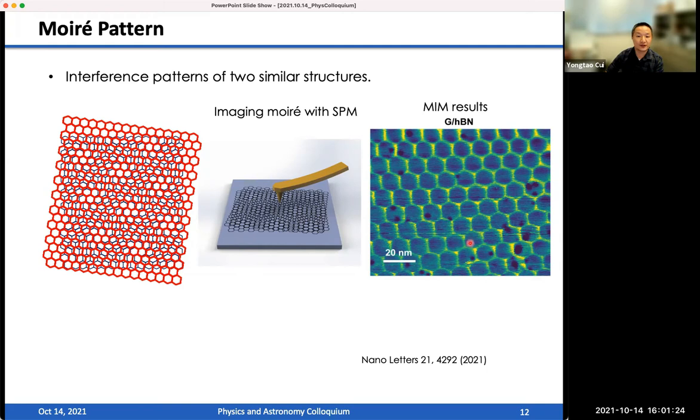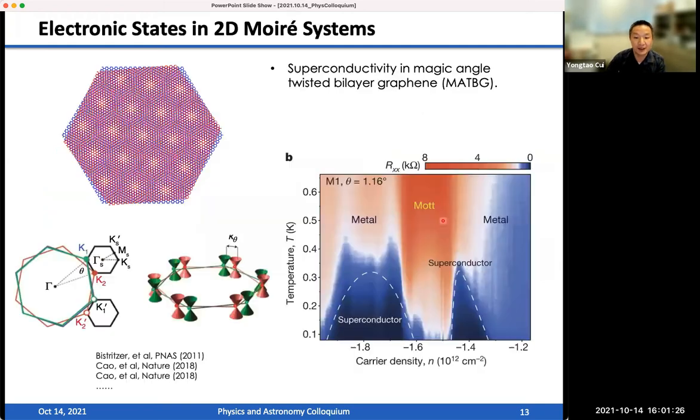And the research interest in the electronic states in 2D Moiré systems has exploded in recent years, after superconductivity was discovered in the so-called magic angle twisted bilayer graphene.